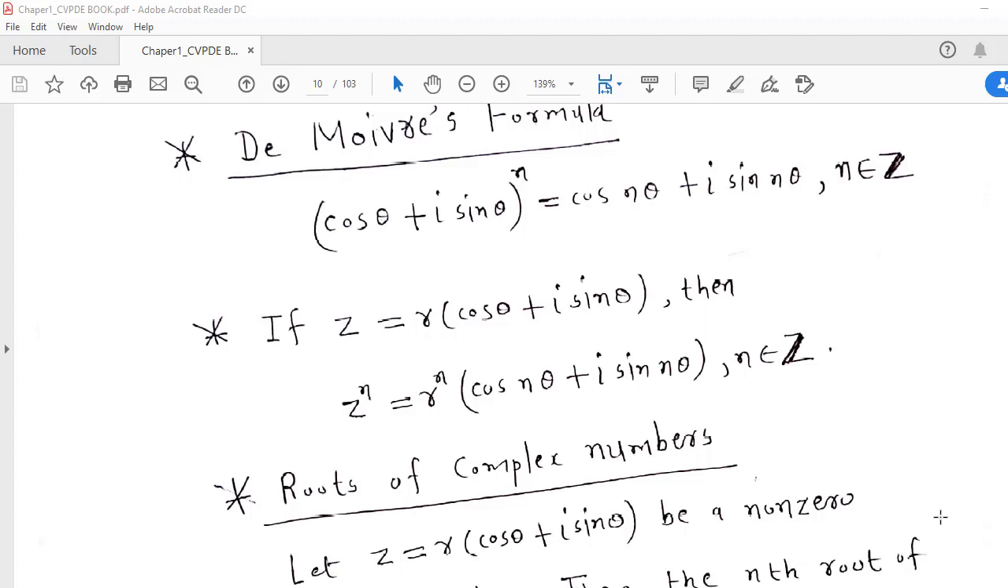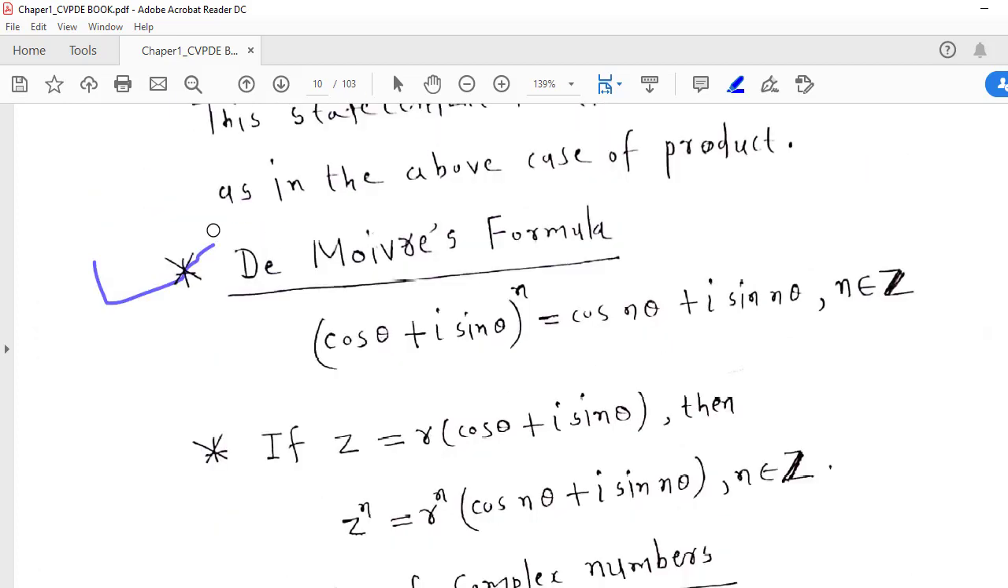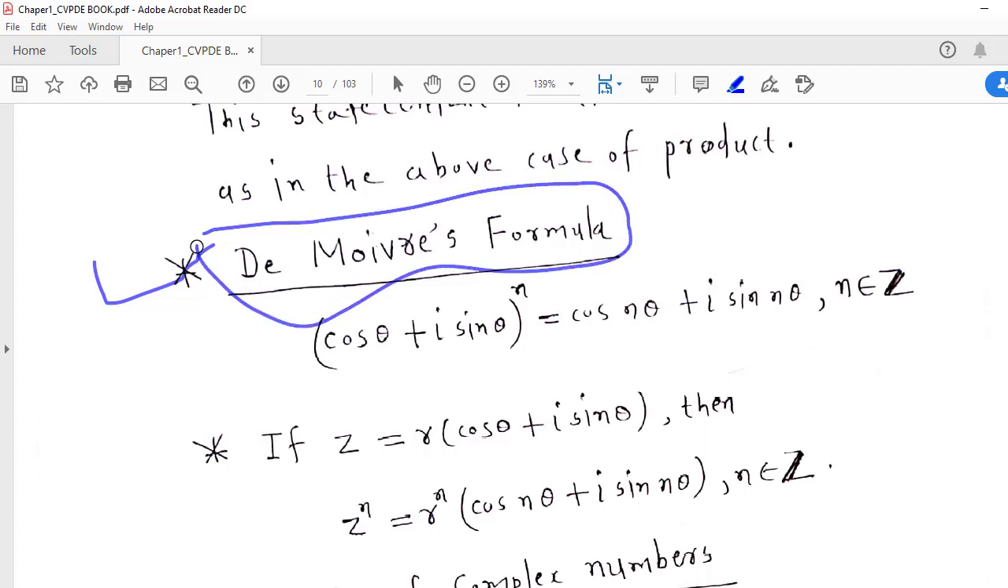Hello friends, today we will discuss how to find the roots of complex numbers. Before we go to the formula for roots of a complex number, we see an important formula known as De Moivre's formula. So what is De Moivre's formula? It says that the nth power of cos theta plus i sin theta is given by cos n theta plus i sin n theta, where n is any integer.